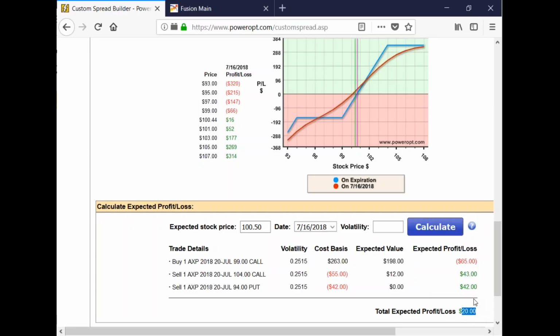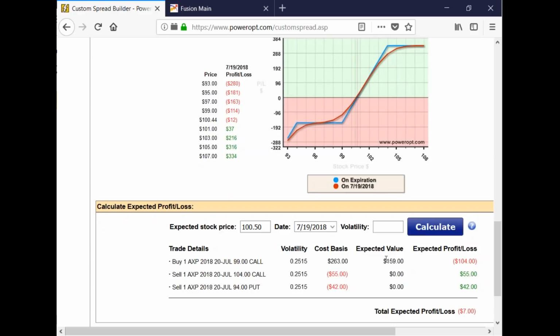We only have about a $20, maybe $15 gain. We need it to move higher to close early. But if the stock is at that same price on, let's say, July 19th, we have a loss because even though the time value is decaying further, we're also losing time value on the long call as well. So this is a gamble. It's not a gamble, my apologies, wrong term.